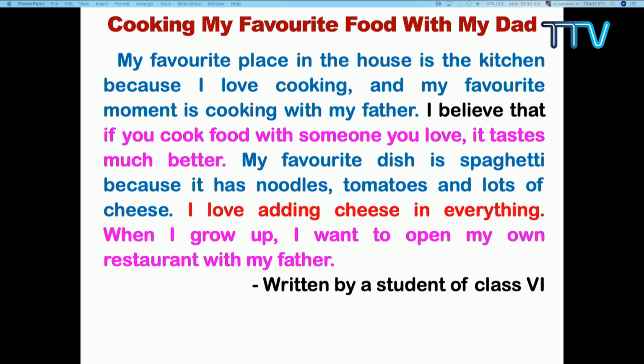How many clauses do you see in this sentence? Of course, two, right? If you cook food with someone you love, it tastes much better. But this one is a little different from the first sentence, isn't it? Because here we can find one dependent clause. If you cook food with someone you love.